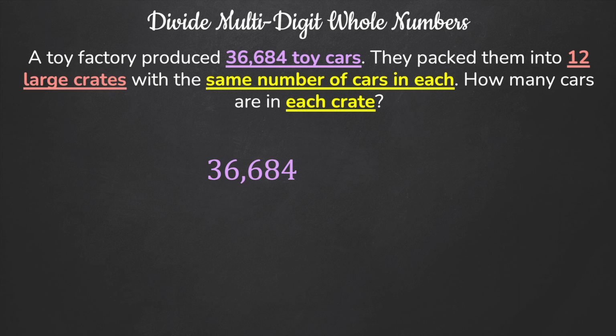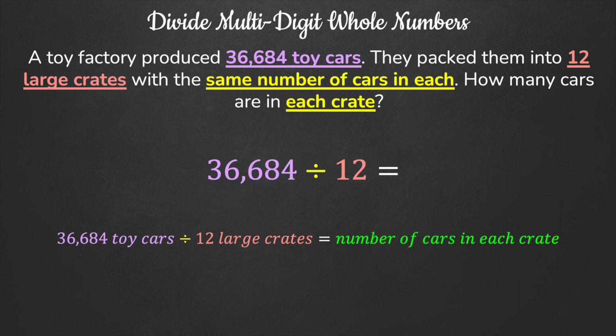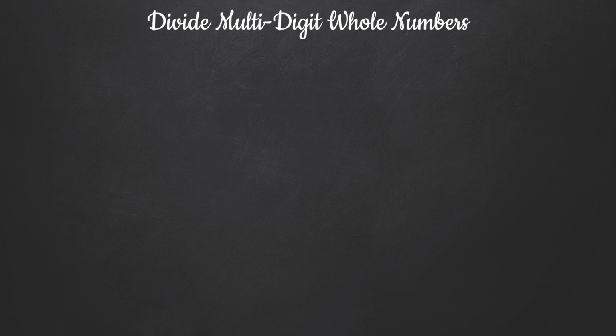So we're going to take 36,684 and divide that by 12. Essentially what we're doing is we're taking the 36,684 toy cars, dividing it by the 12 large crates to figure out the number of cars that are going to be in each crate. So let's go ahead and divide.